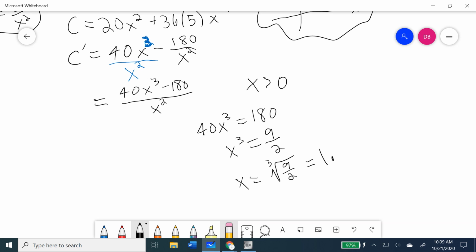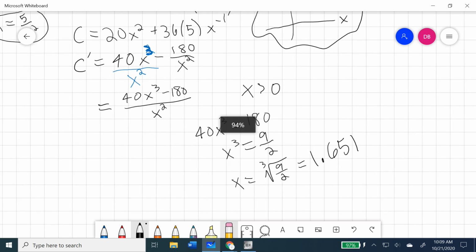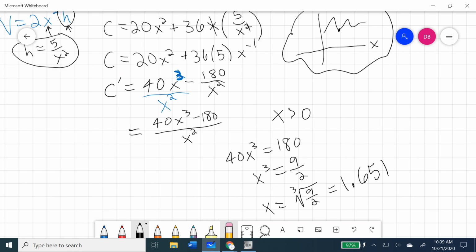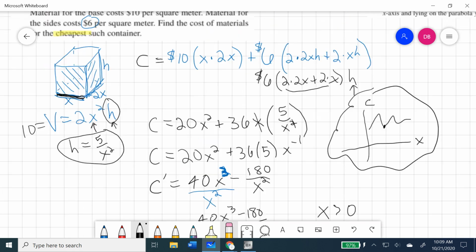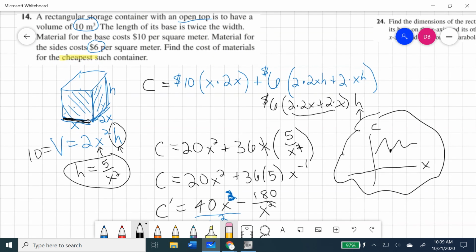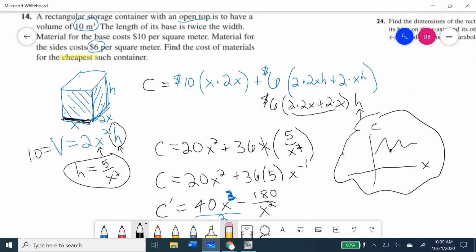1.651. So that is how much you want to measure x to be in order to make the cheapest container. And then from there, you'll double that number for this other dimension. And then from there, you would be able to find h based on that number.